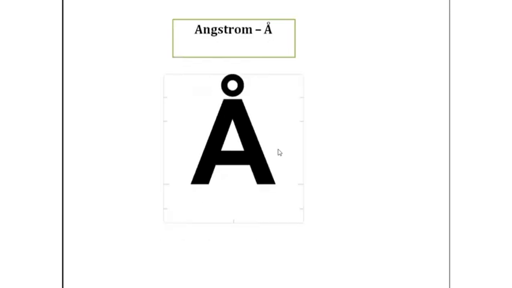Next is angstrom. It spells A-N-G-S-T-R-O-M. Angstrom is a unit of length used for measuring wavelength of light. This is a unit which is especially used in the physics subject, and it represents the measuring of wavelength of light.